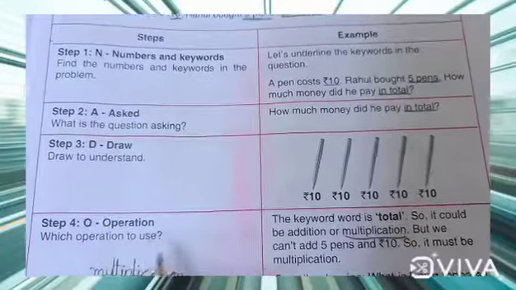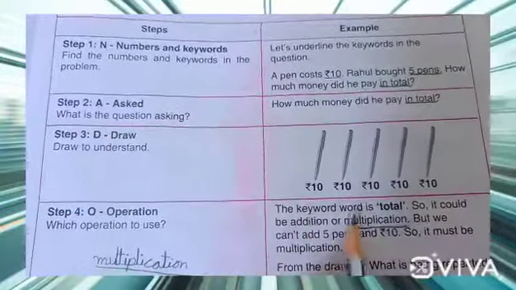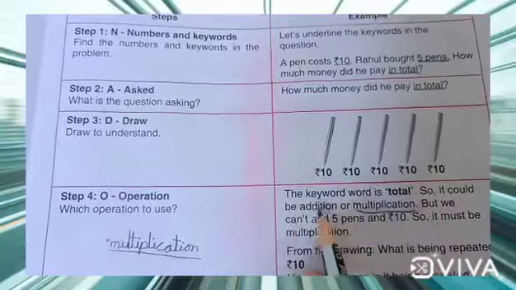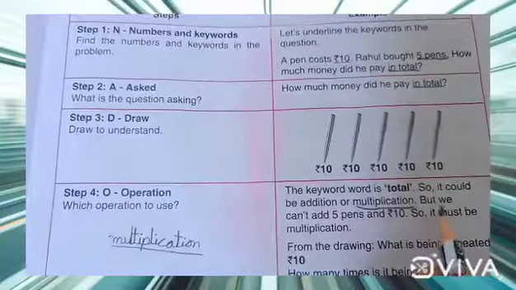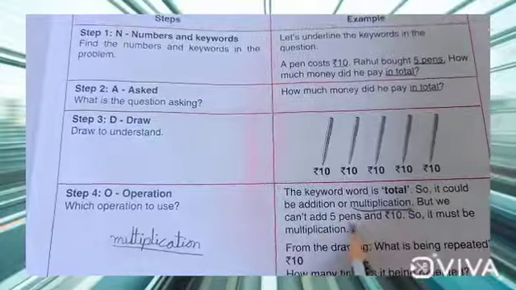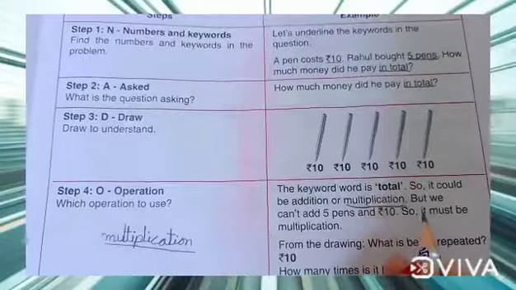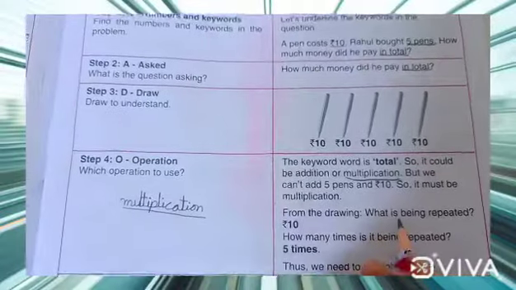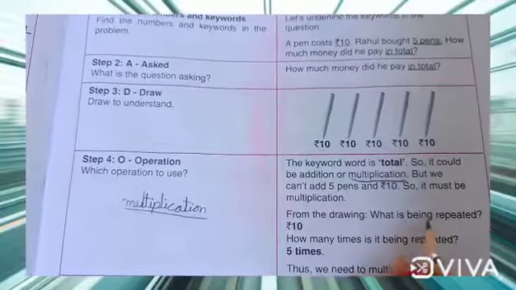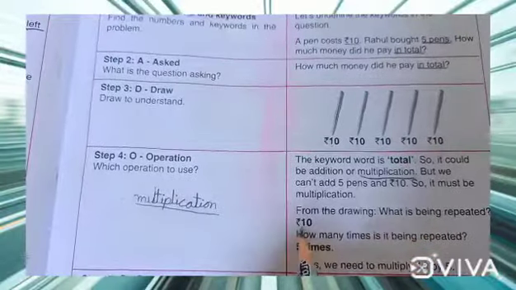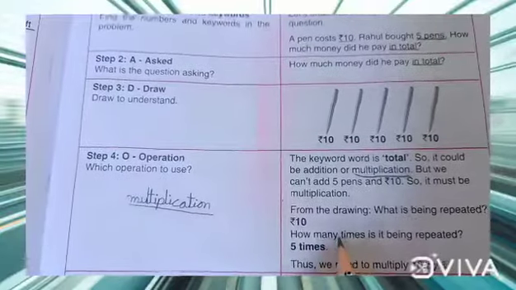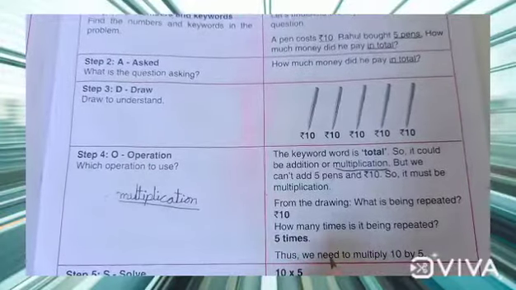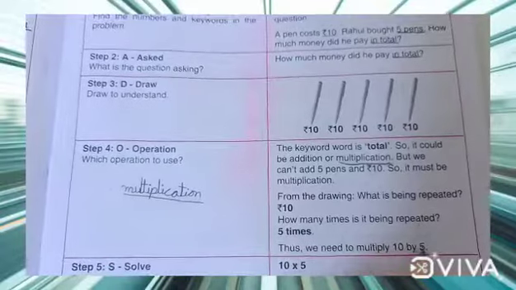Step 4. O for operation. Which operation to use? Example: the keyword is in total, so it could be addition or multiplication, but we can't add 5 pens and rupees 10, so it must be multiplication. From the drawing, what is being repeated? Rupees 10. How many times is it being repeated? 5 times. Thus we need to multiply 10 by 5.